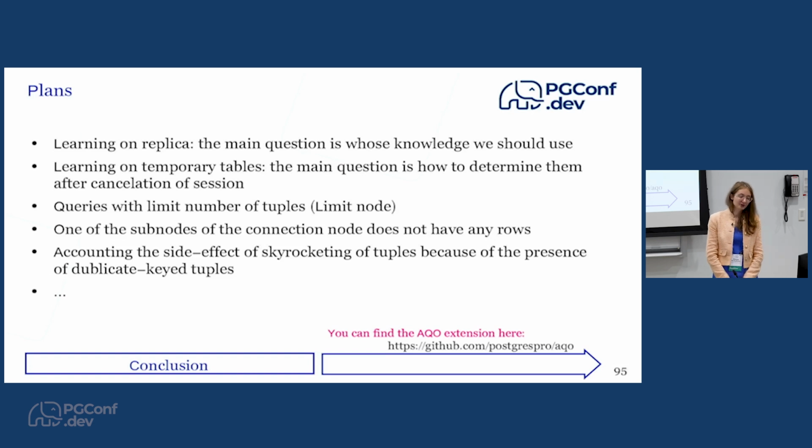We have some plans for how we can improve QO. First of all, QO doesn't learn on replica, and it ignores nodes with temporary tables. Speaking of other problems that we will try to fix, I talked about them before. If you have questions about them, I'm ready to answer.